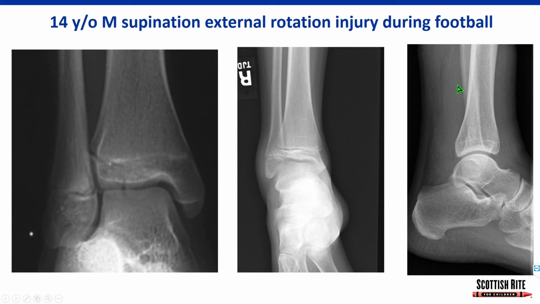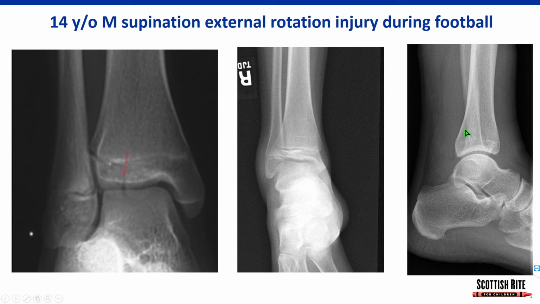Next is a 14-year-old male with a supination external rotation injury during football. The AP looks pretty good. The mortise looks pretty good. It's not quite as good of a mortise view as I would love to have, but again, not terrible, and looks overall pretty normal. And then our lateral view looks pretty good. There's a little bit of an irregularity right here. I don't think that has to do with our particular injury, but I think that may just be some artifact.